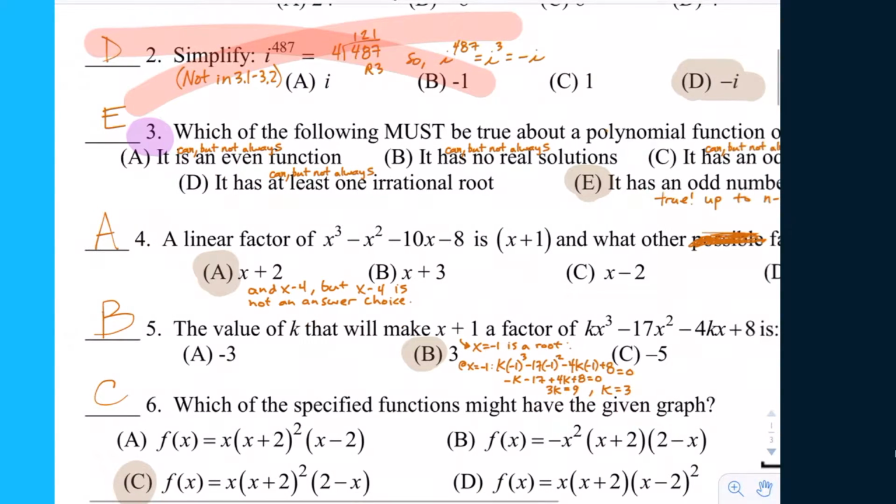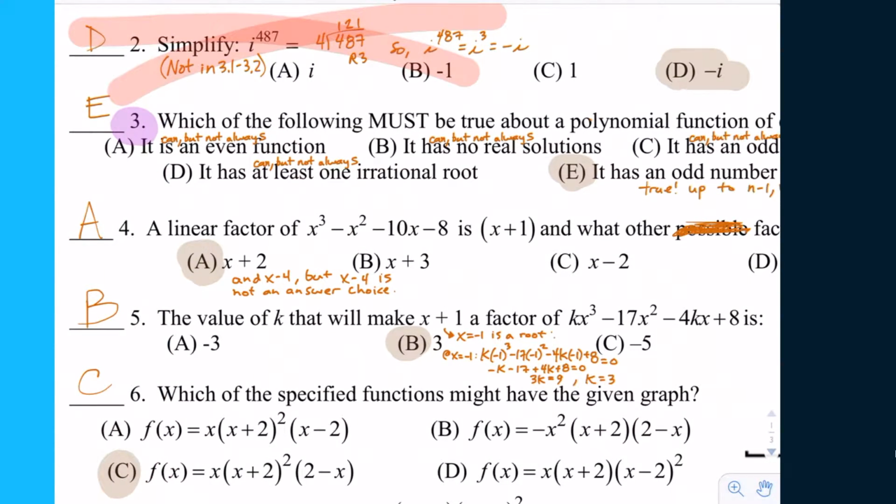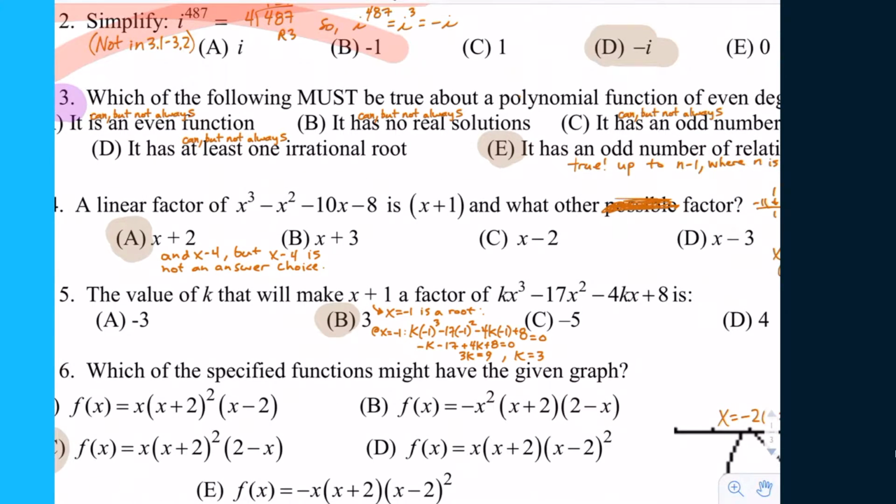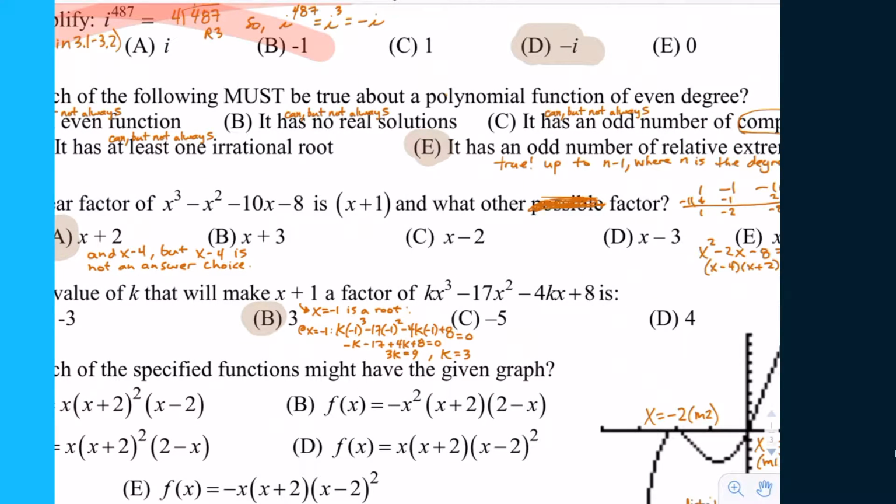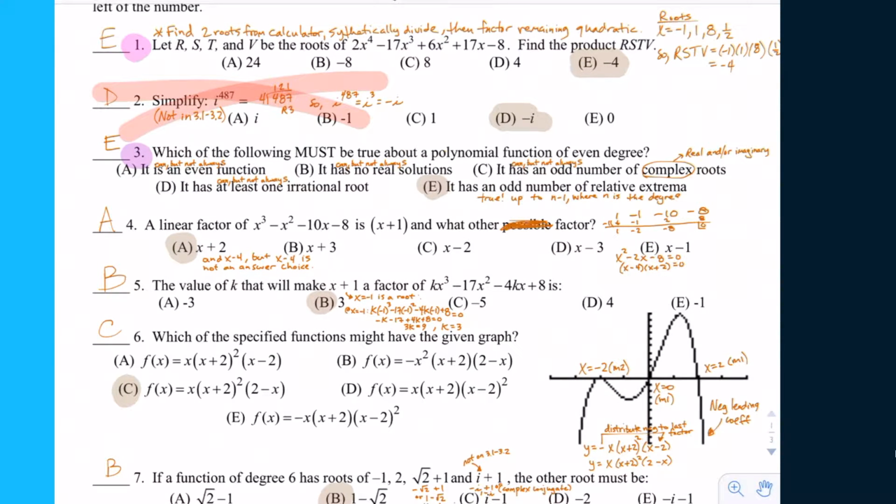Okay, number 4, a linear factor of that cubic is x plus 1 and what other. I got rid of the word possible because that threw some people off. But there's 2 other factors, and which one of them should be listed. So that's a real easy synthetic division thing. I like that one for y'all's test.